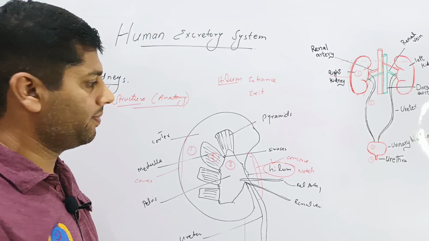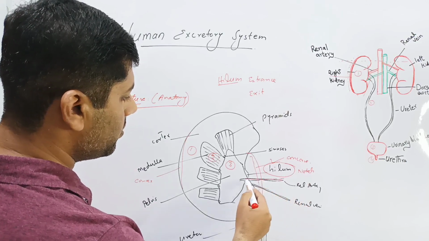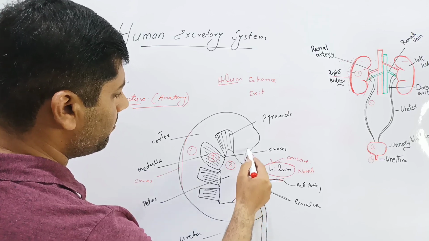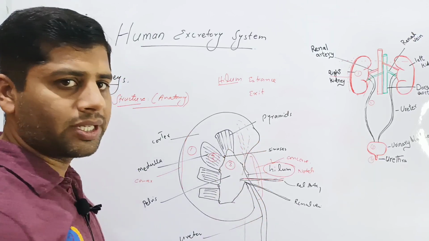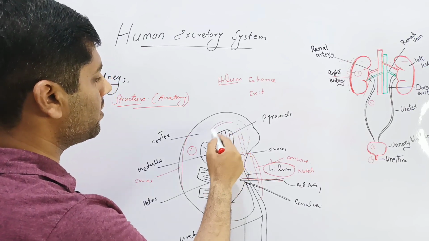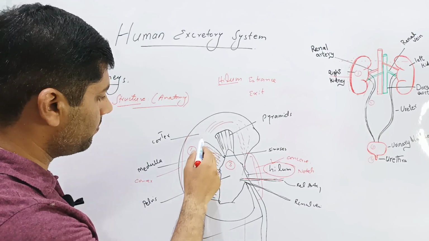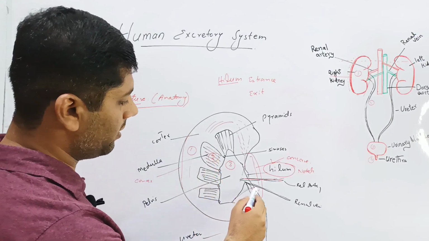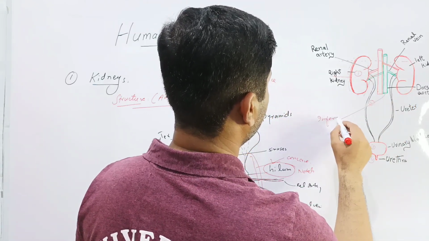The renal artery enters the kidney through the hilum and forms renal arterioles. The branches of this renal artery are called renal arterioles, which form peritubular capillaries which join the glomerulus, and these peritubular capillaries drain into the renal vein which joins the inferior vena cava.